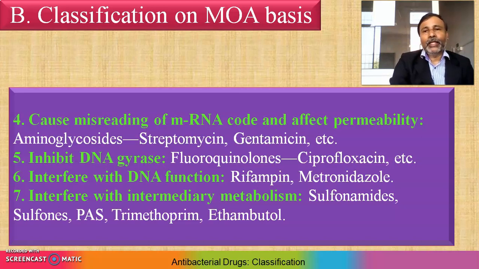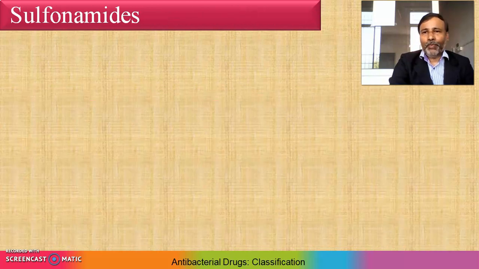Sixth one, interfere with DNA function. Examples, rifampin and metronidazole. Seventh one, interfere with intermediary metabolism. That is sulfonamide, which affects PABA synthesis, then sulfone, PAS, trimethoprim and ethambutol. These are the examples which can disturb the intermediary metabolism process. So this classification is totally based upon the mechanism of action. This is a very usual and useful way to summarize the drugs on the basis of the mechanism of action. Now let's see the classification one by one in each category.